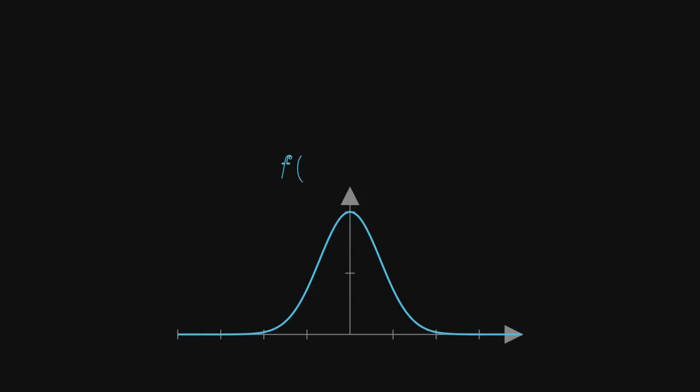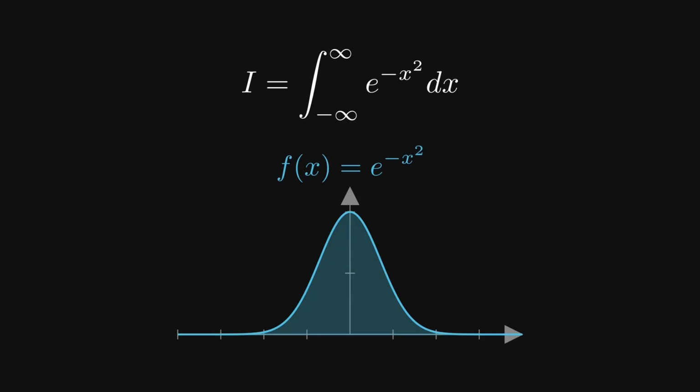This integral is impossible to solve using normal methods. There's no antiderivative, no substitution that works, nothing. But mathematicians found one of the most elegant tricks in all of calculus to crack it. By the end of this video, you'll see why this solution is considered pure genius.